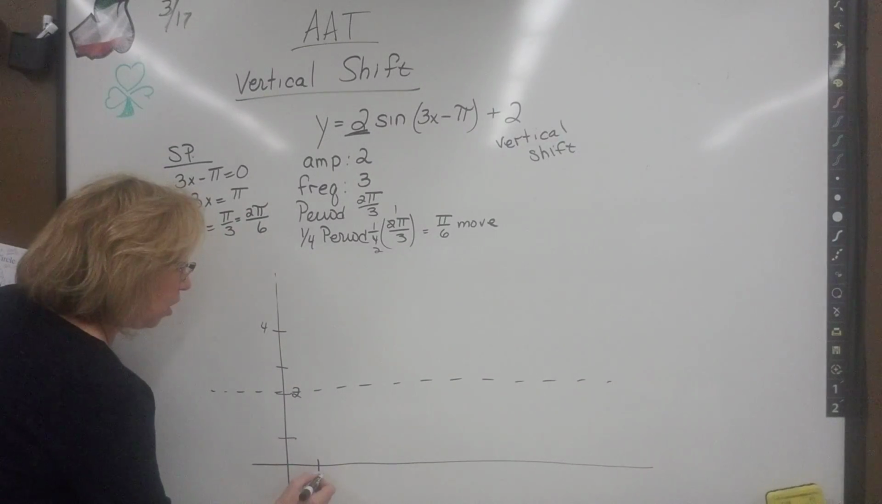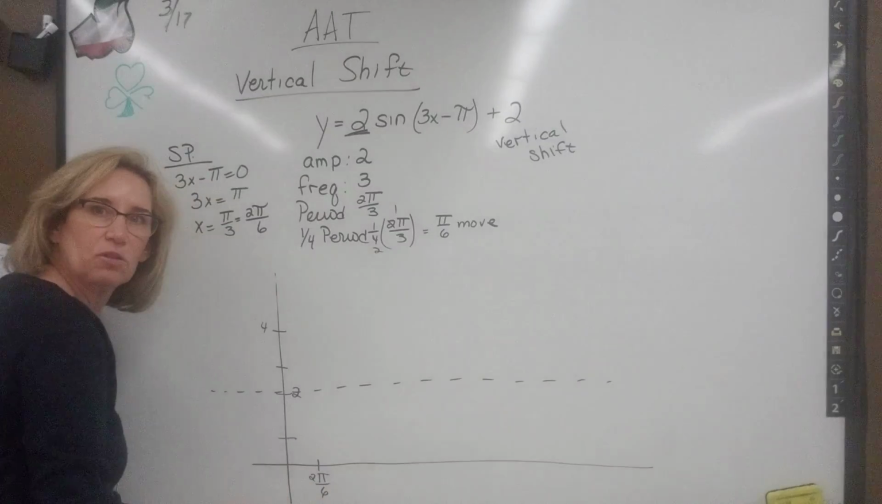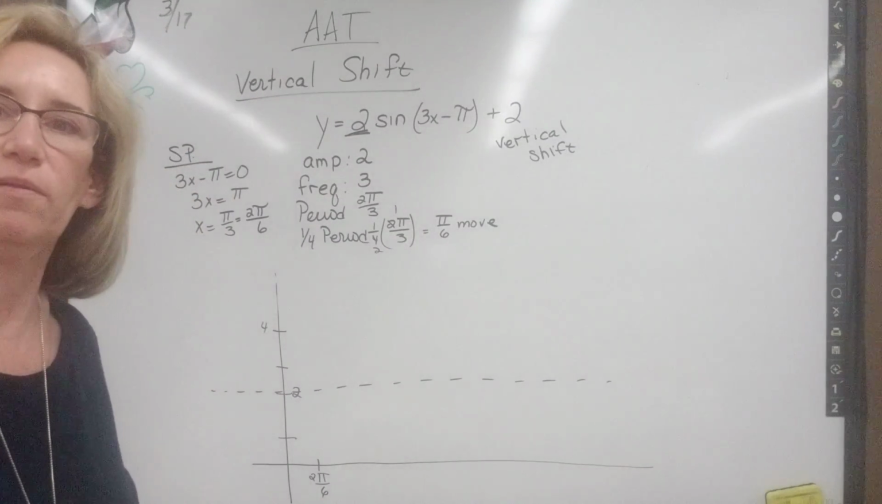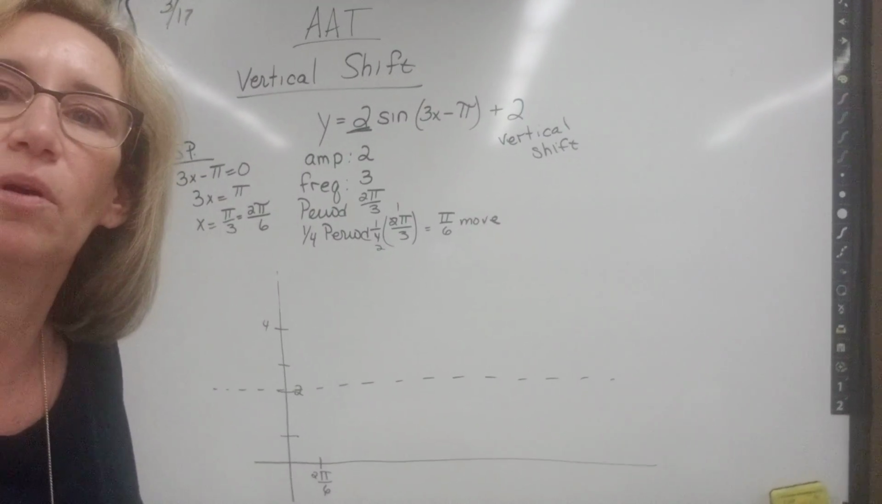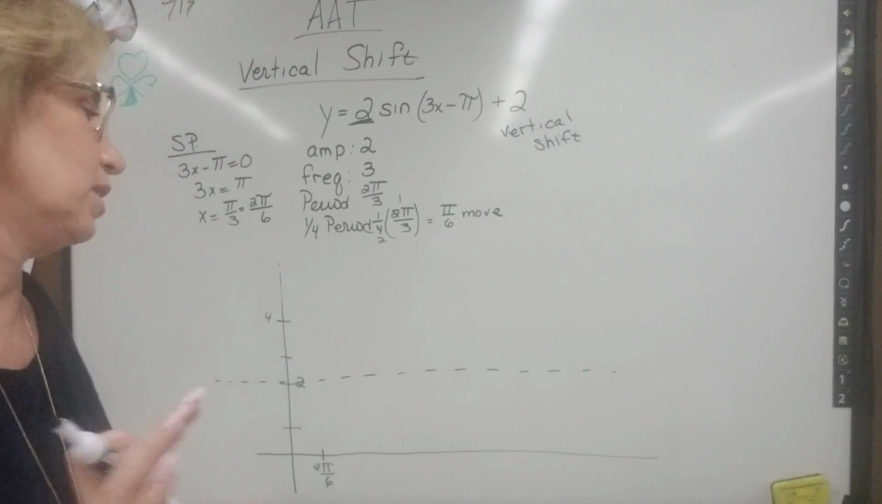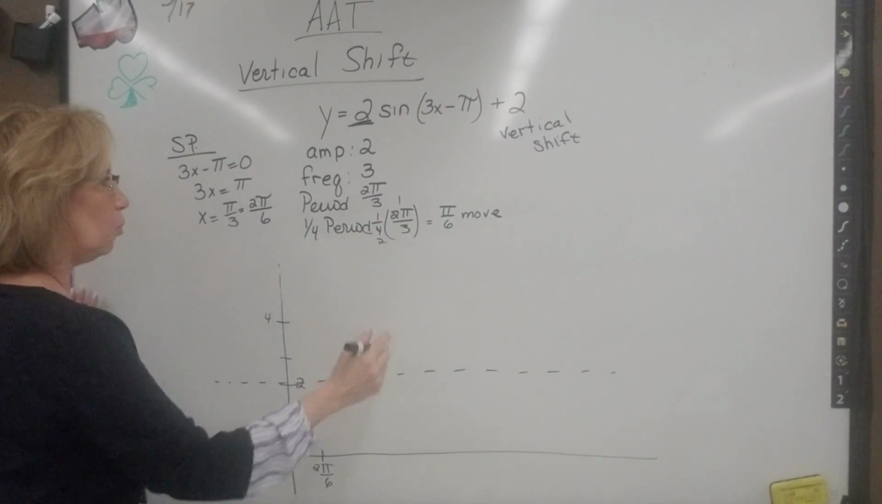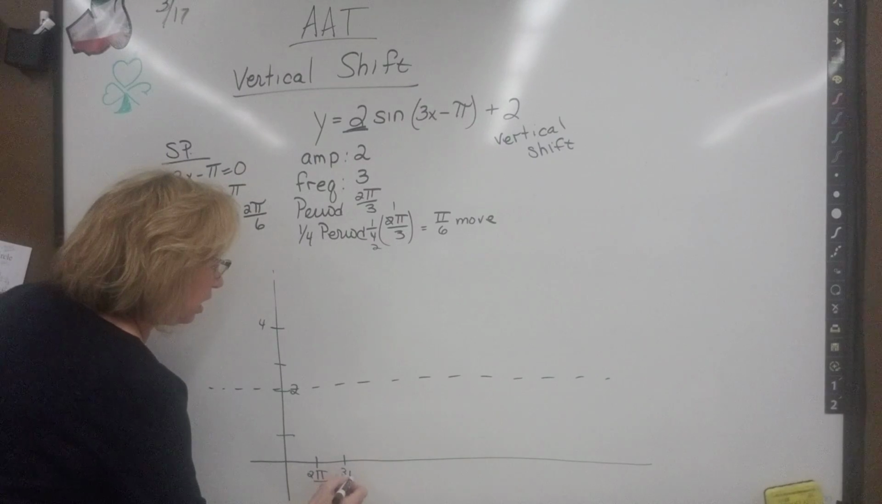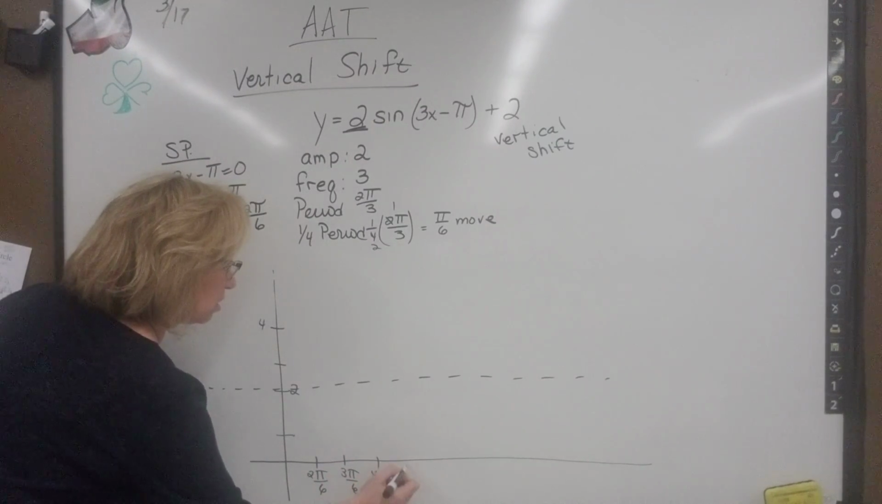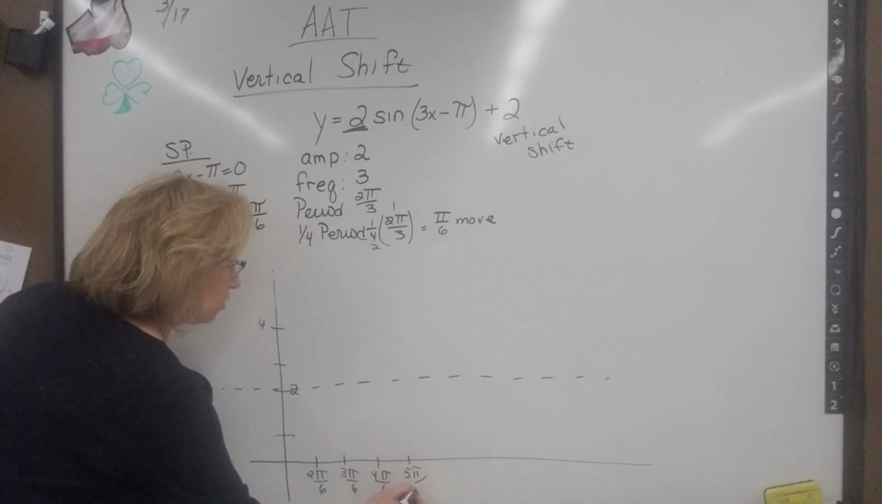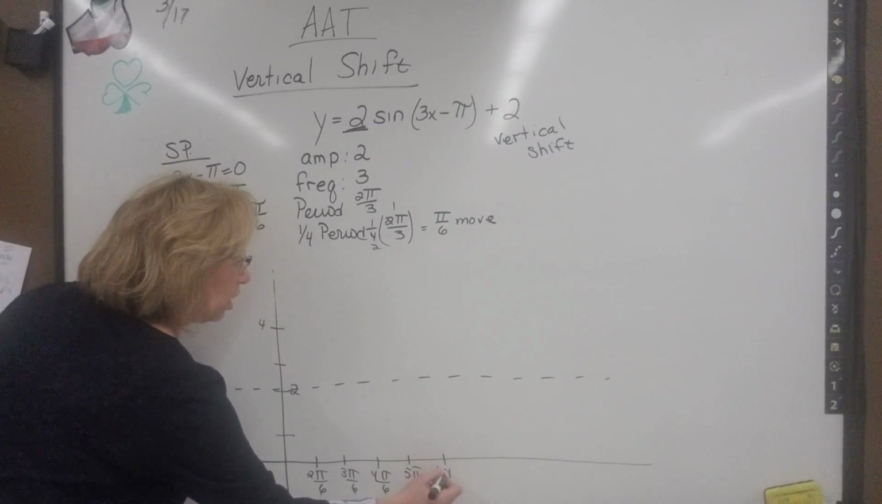I start at 2 pi over 6. Let's make sure, I don't know if this is actually on film. I'm going to try and adjust that. All right, I think it's there. And I'm going to move by 1/6, so then I'm at 3 pi over 6, 4 pi over 6, 5 pi over 6, 6 pi over 6.